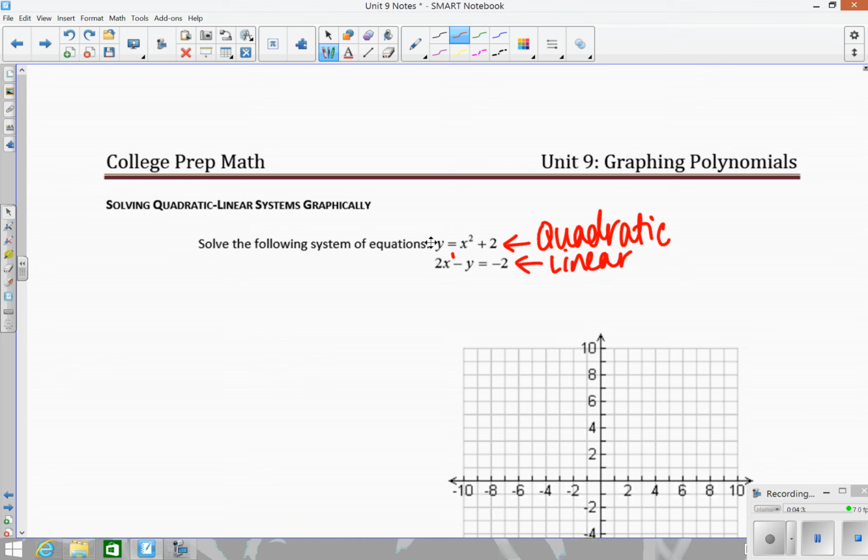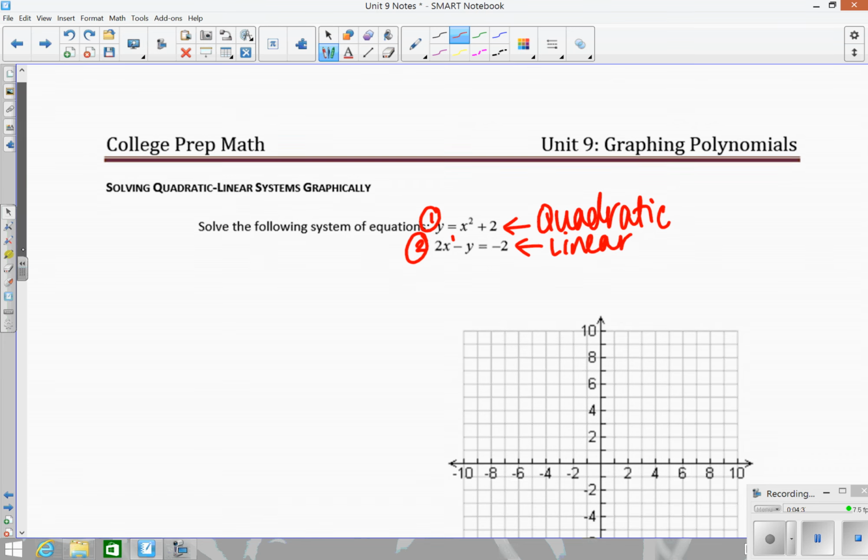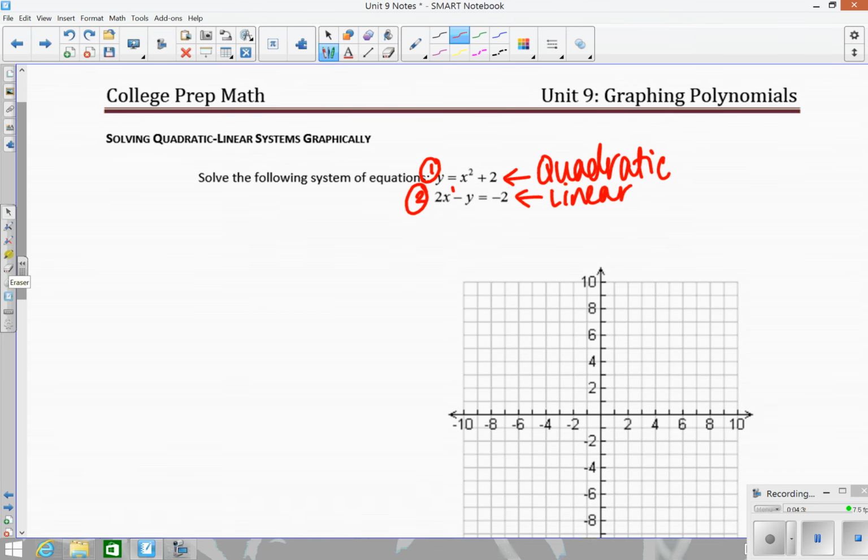So what I'm going to do is number these, equation 1 and equation 2, and graph them individually, and then we're just going to look at where they cross, and that'll tell us the point or points that these two equations have in common. So first thing we're going to do is graph this parabola.